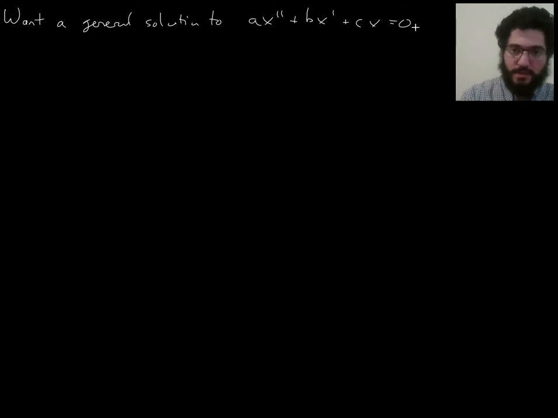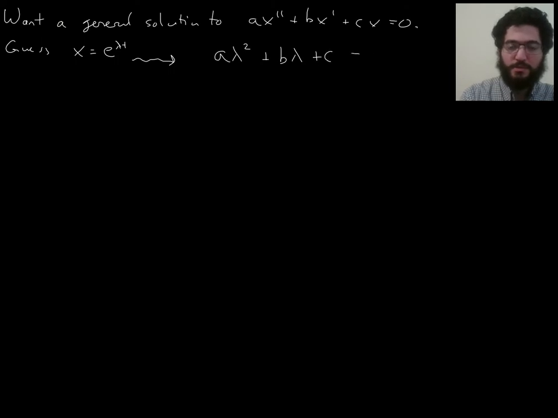And what we discussed last time is you should guess x equals e to the lambda t and then find out what lambda must do in order for this to work. And when you make this guess, it leads you to what is called a characteristic polynomial. So you get this quadratic polynomial, and there are then three cases.